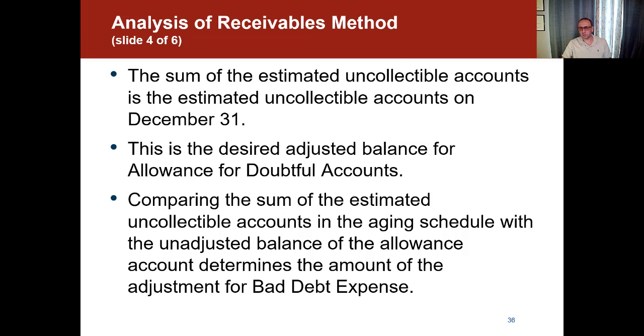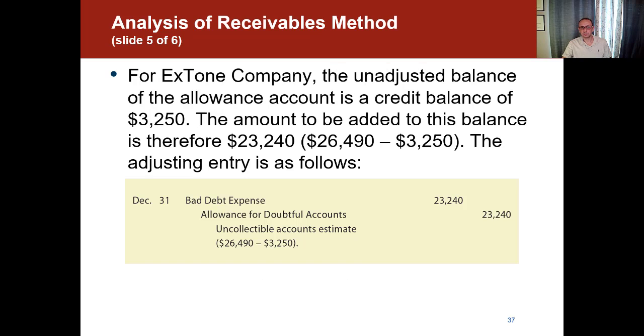So comparing the sum of the estimated uncollectible accounts in the aging schedule with the unadjusted balance of the allowance account determines the amount of adjustment for bad debt expense. So let's see how it works. For the company that we've been dealing with, which is Extone Company, the unadjusted balance of the allowance account is a credit balance of $32.50. The amount to be added to this balance is therefore $23,240.